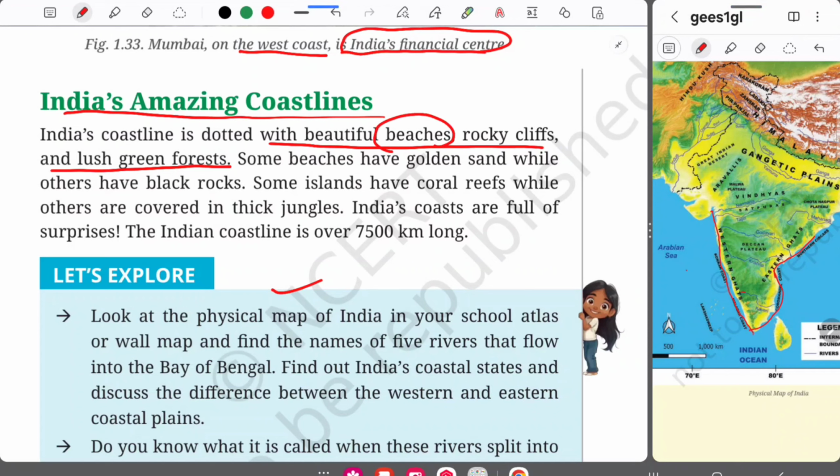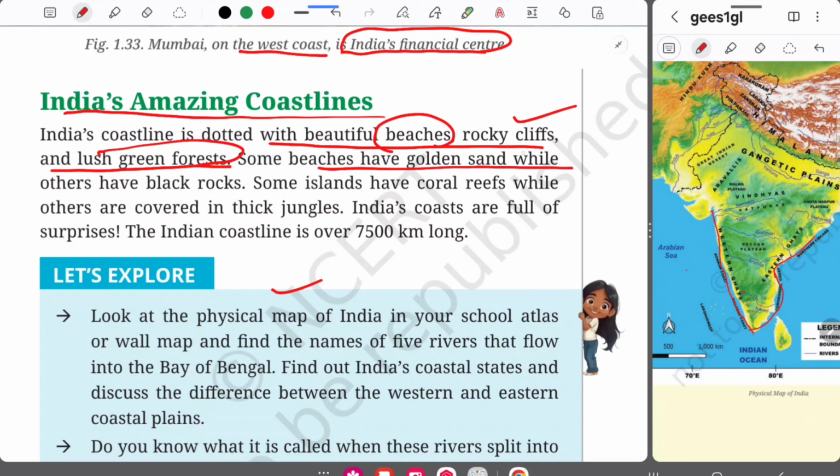When you go to Mumbai, you'll find beach. When you go to Bangalore, you'll find beach. When you go to Goa, you'll find so many beautiful beaches. When you go to Kerala, Kanyakumari or Puducherry, which we call Puducherry now, we find so many beautiful beaches, isn't it? Why? Because these are all cities situated near the coastal area. That is why we can find so many beaches. We'll find so many rocky cliffs also, and lush green forests as well.